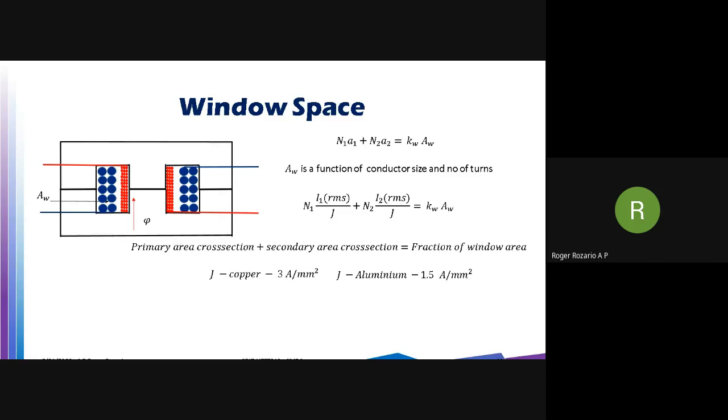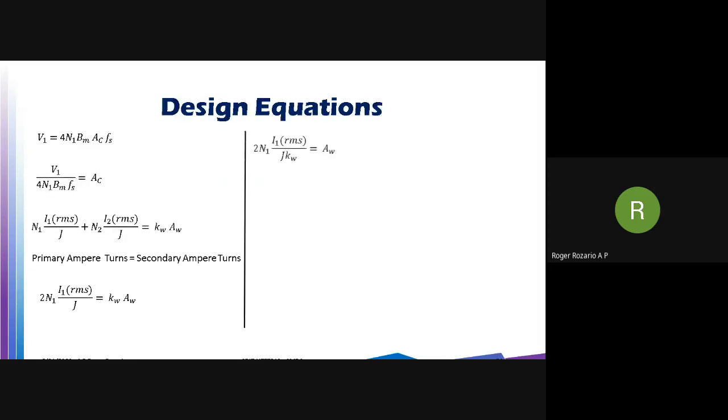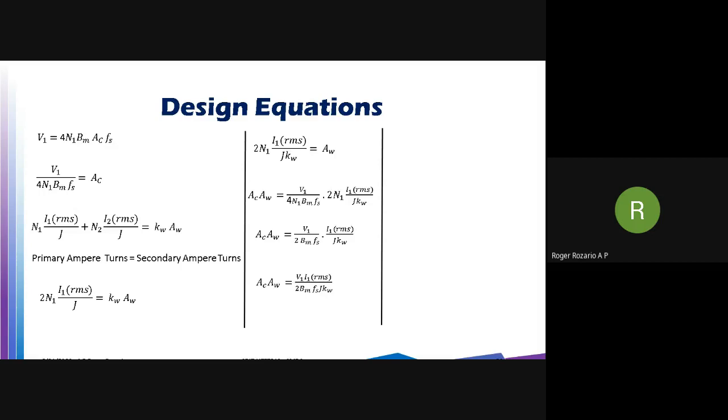Previously, we related the area of the core to the voltage. Now we are relating the area of the window to the current. Then we multiplied both and found the core area product. The area product Ac into Aw was equal to V1 I1 RMS divided by 2 Bm Fs J into Kw. This was the first step, the basic equation from which we consolidated the 11 steps in designing the transformer. Any design, whether inductor or transformer, requires you to first find the area product, using the area product equation.